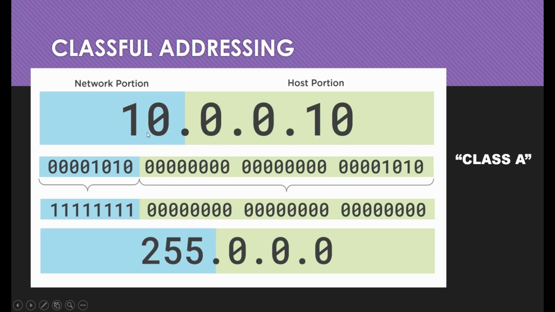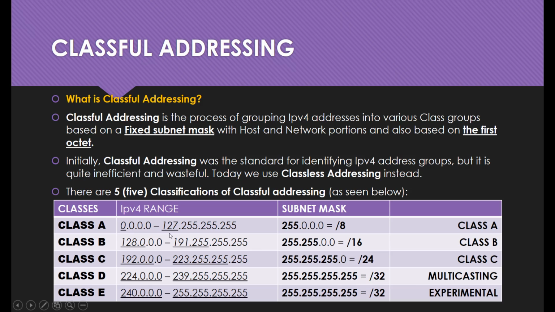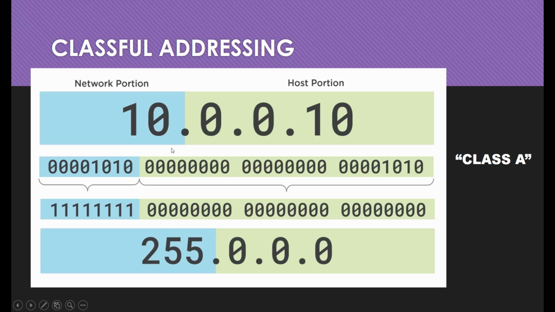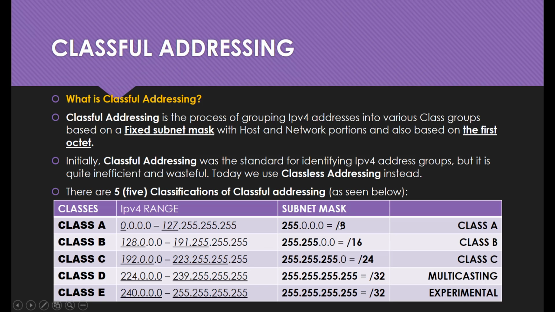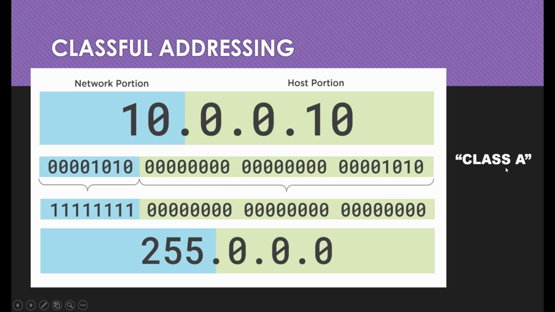In this case we have 10, which falls in the range of 0 to 127. So by looking at this, we already find that this is a class A address using classful addressing. We can also confirm that the subnet mask has the first 8 bits as all ones. That is why it's 255. This means that the first portion, or first octet, is the network portion, as we can see here, the first 8 bits and 255 for the first octet. So that's why this one is identified as a class A IP address.